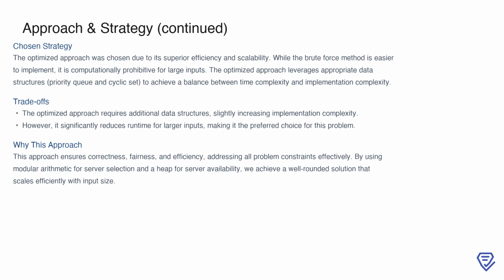While the brute force method is simpler to implement, it cannot handle larger inputs due to its prohibitive runtime complexity. By leveraging the priority queue and cyclic set, the optimized strategy achieves a significant reduction in runtime without sacrificing correctness or fairness. However, this approach does introduce some trade-offs. Specifically, the use of additional data structures makes the implementation slightly more complex. Despite this, the benefits far outweigh the downsides, as the optimized solution is well suited for large-scale input scenarios.